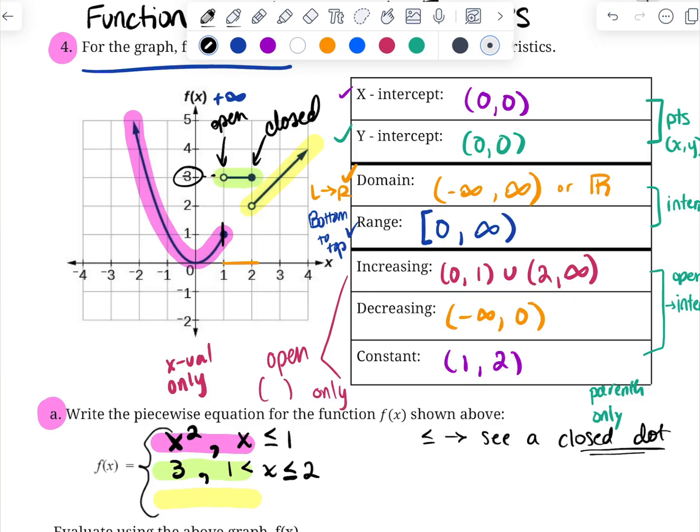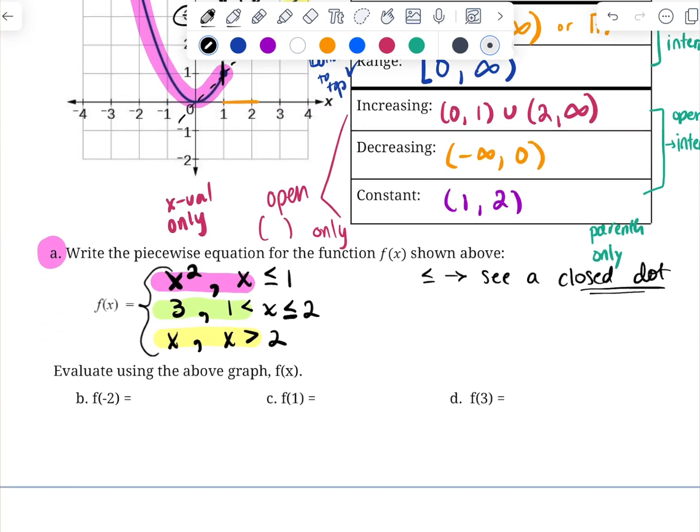And so that's going to be some kind of mx plus b. So it looks like up 1 over 1, so x. And then if I imagine it going back, it goes to the origin at 0. So that is it. It's just y equals x. And that starts at 2, so it's when x is greater than 2. No equal to, because we have, again, an open dot right there.